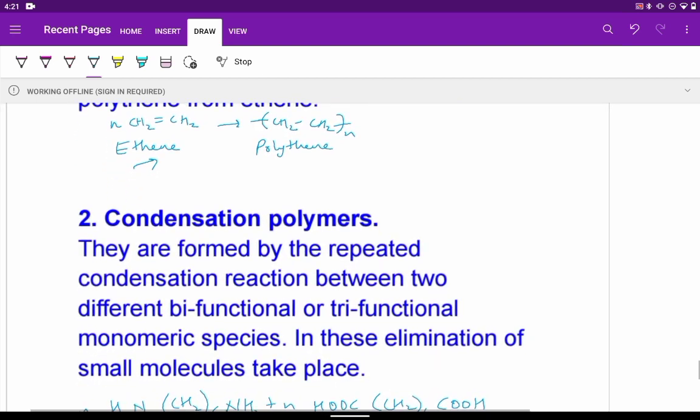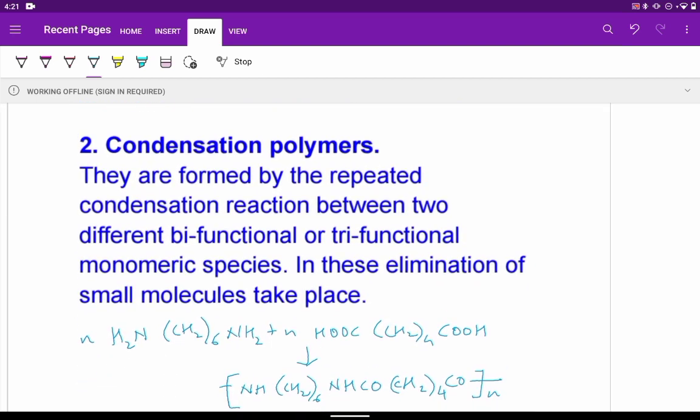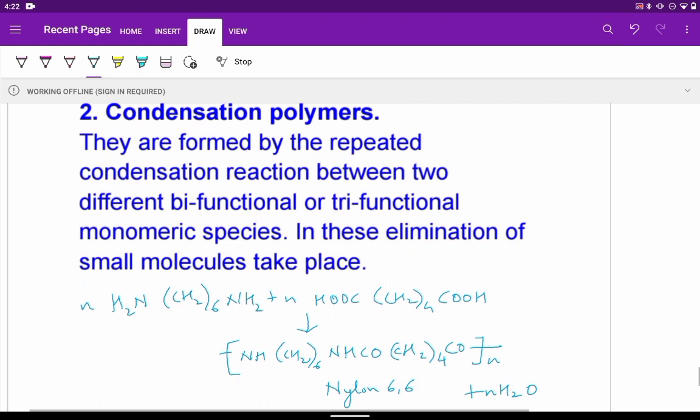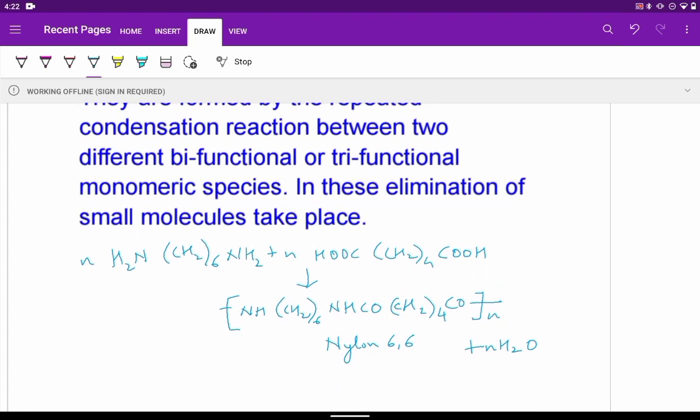And second type is condensation polymers. They are formed by the repeated condensation reaction between two different bifunctional or trifunctional monomeric species. Two different monomeric species are involved. In this type of reactions, elimination of small molecules will take place. Like here we can see, this is the formation of nylon 6,6.